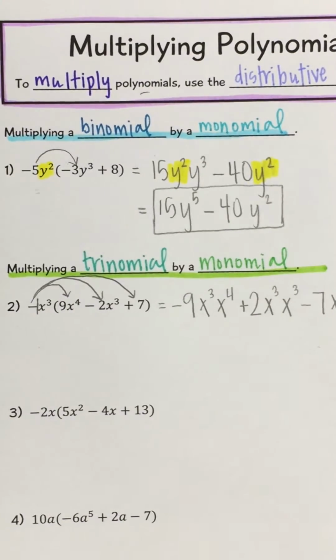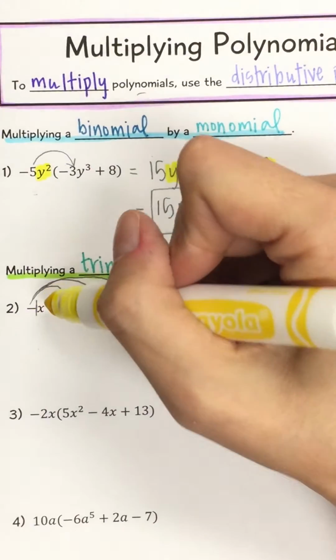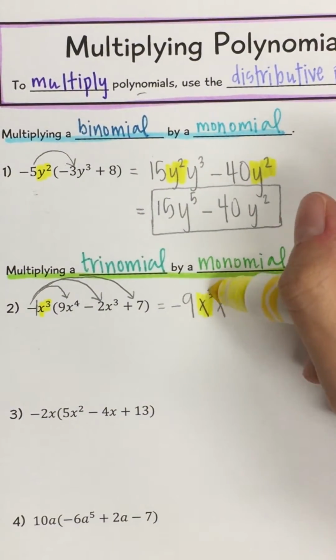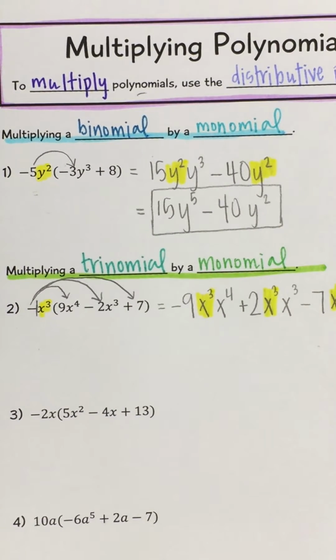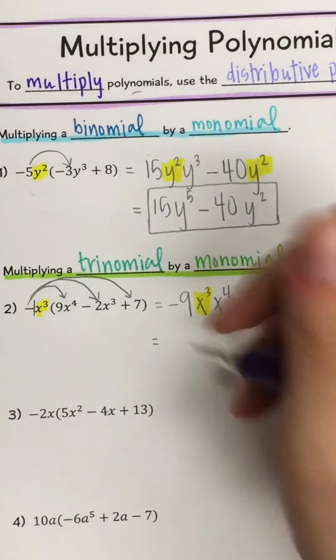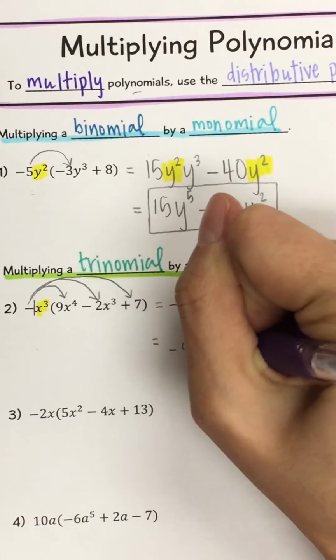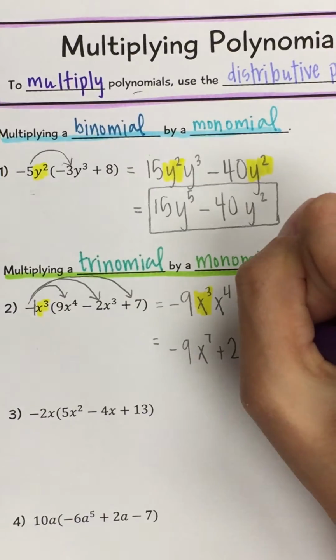So I'm going to go back through just like I did on number 1, and I'm going to highlight that you had an x cubed on the outside. So you have to make sure that after you multiply, you have an x cubed on each term. Last step for me is that I like to simplify my variables. So this guy is going to go to negative 9x to the 7th plus 2x to the 6th.